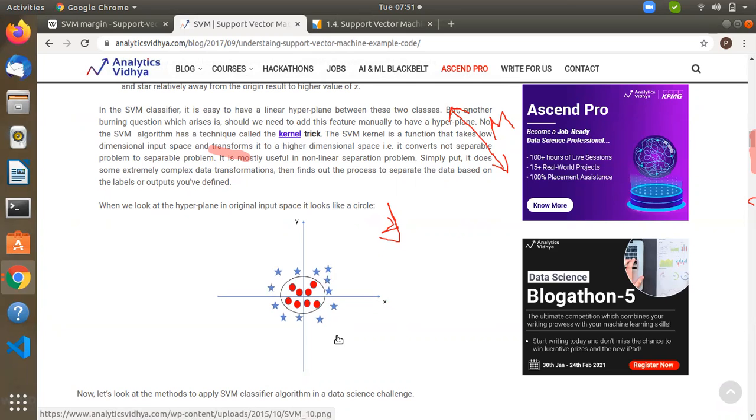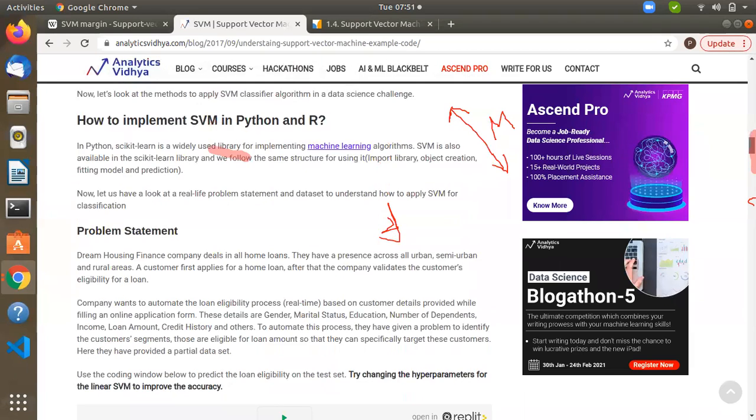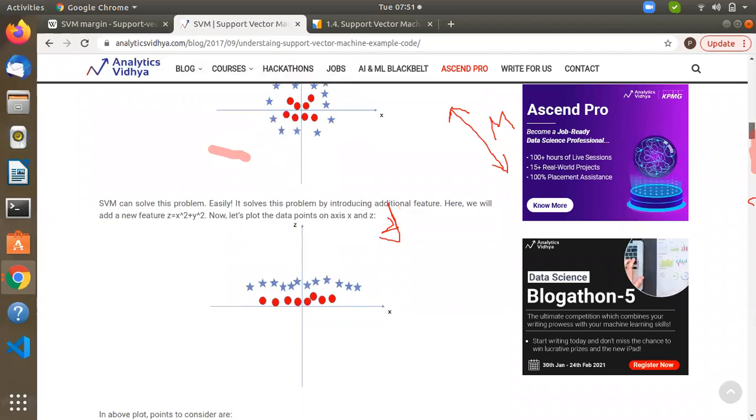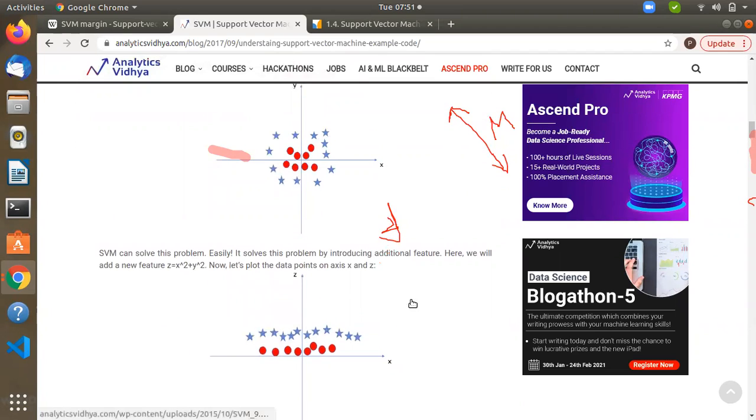SVM kernels will help us convert this diagram, which is 2D now, from a low-dimensional graph to a high-dimensional graph. Let's say this is a 2D graph. What we are doing is converting this 2D graph into a 3D graph, so that by using this 3D graph we can separate this.